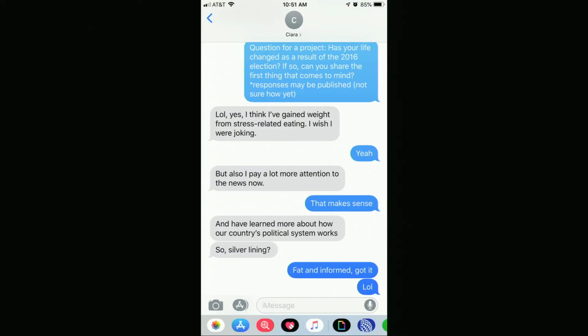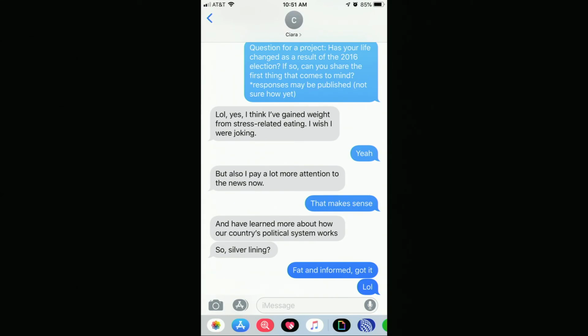And this is sort of how the interaction went with a friend of mine, Kira. She confessed that she's gained weight from stress-related eating, and she wishes she were joking. What I gathered from all of these responses was how relatable they were. I was like, "Yep, we all feel that way." But my challenge was, I wanted to put these responses out in the world, but I wasn't really sure how to do so while remaining true to what was being said.